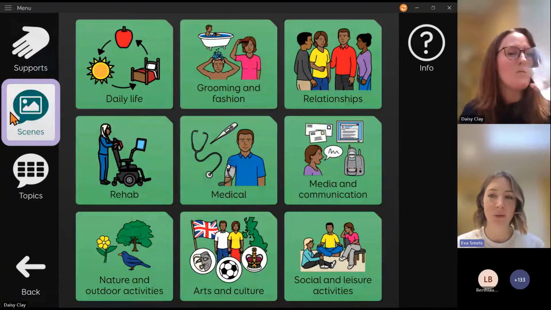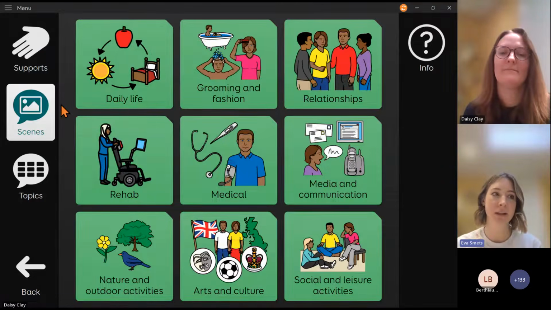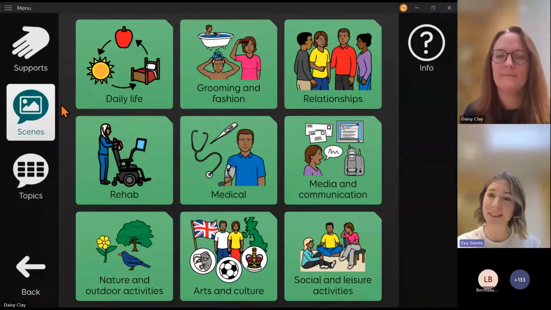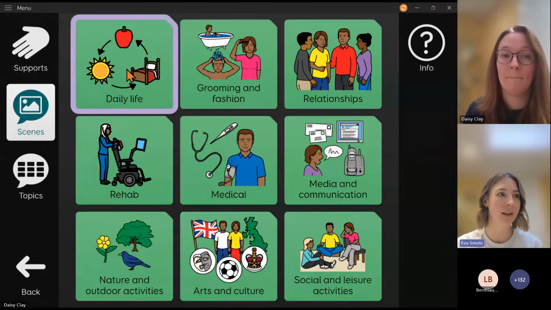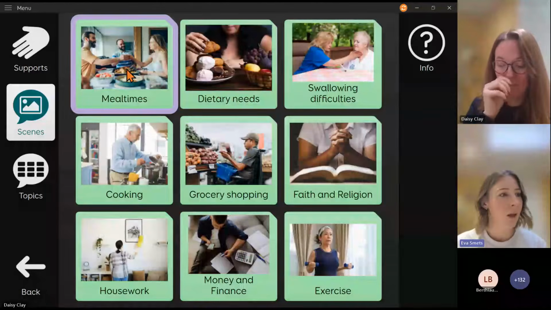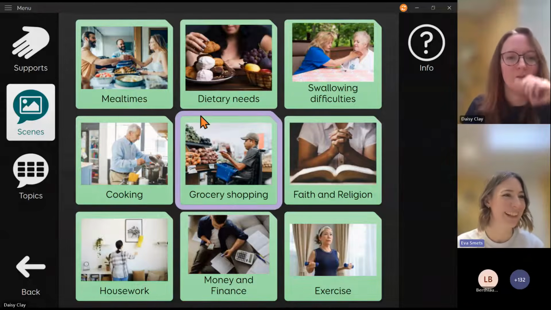So in Aphasia Duo, we have 60 visual scenes, and they are organised across 9 categories. So we've tried to just be really comprehensive in what kind of scenes we feel that people should need. So if we go into one of the scenes, Daily life. And then go into one of them. Oh, so many to choose from.